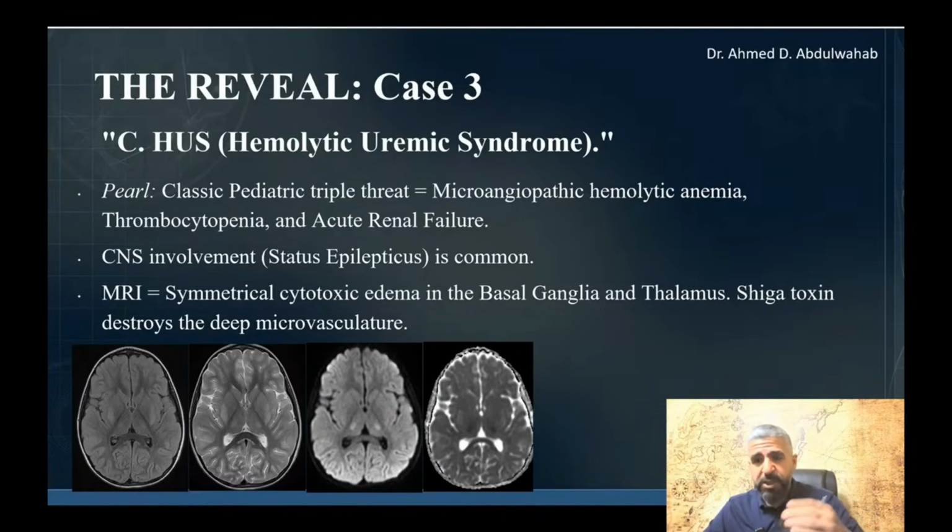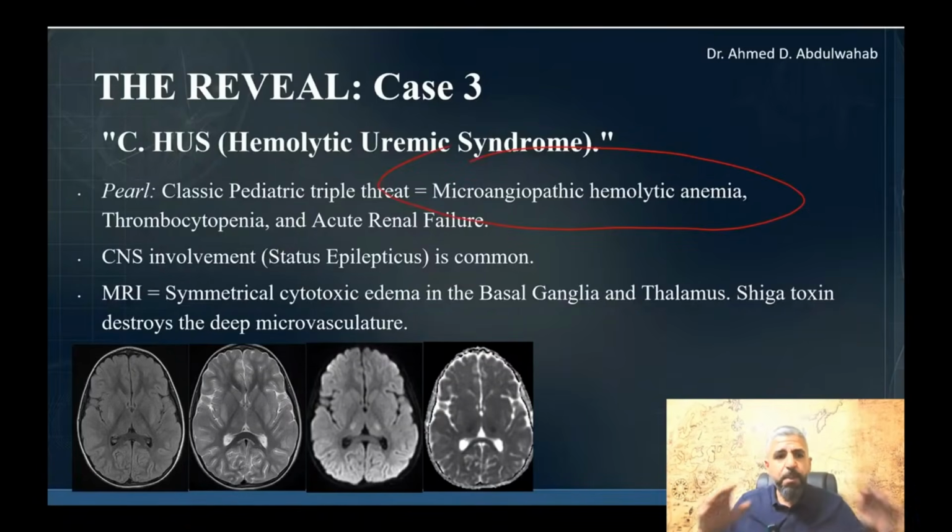The Shiga toxin destroys the lining of the smallest vessels, the microvasculature I'm talking about, in the kidneys and the brain, causing massive clotting and deep cytotoxic edema. Bloody diarrhea is the key. You have solved case number 3. So keep in mind, the classic pediatric triple threat is microangiopathic hemolytic anemia, thrombocytopenia, and acute renal failure.